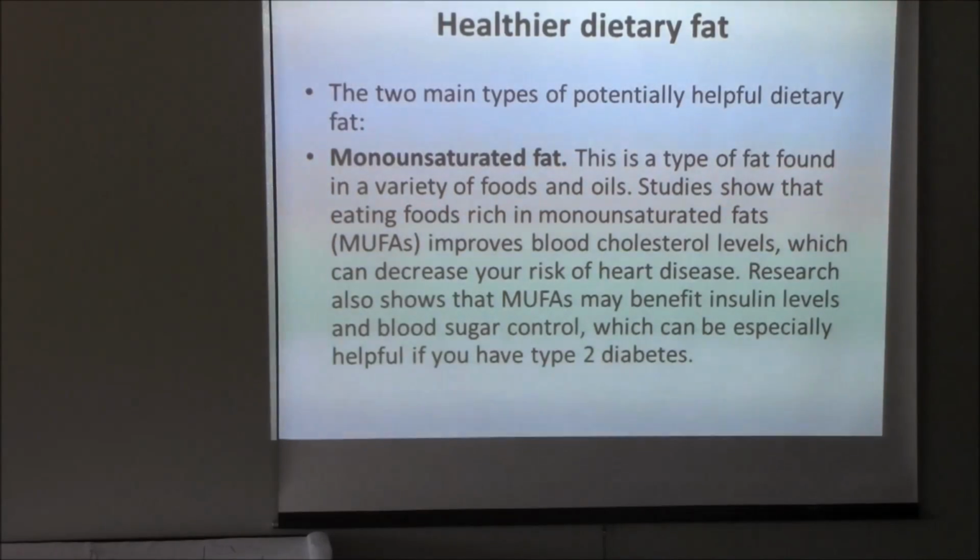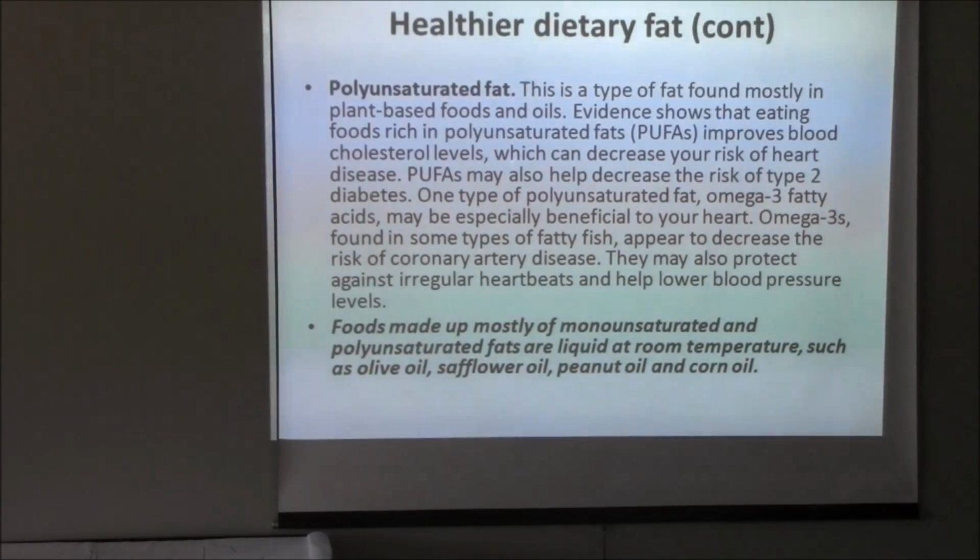So these are some of your foods and oils, and they're thought to decrease your risk of heart disease. And then research also shows that these monounsaturated fats, which are MUFAs, may benefit insulin levels and blood sugar control, which is helpful in type 2 diabetes. And then polyunsaturated, a better fat called PUFAs, improve blood cholesterol levels.